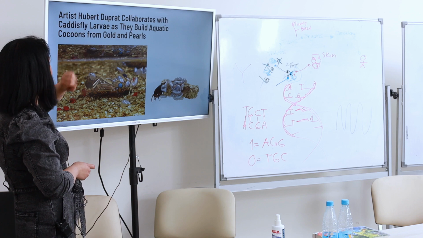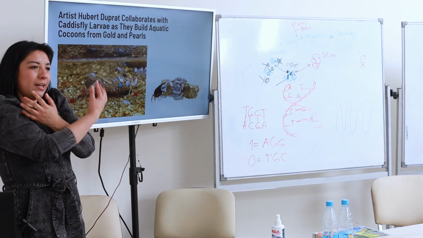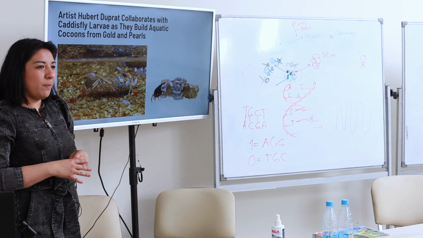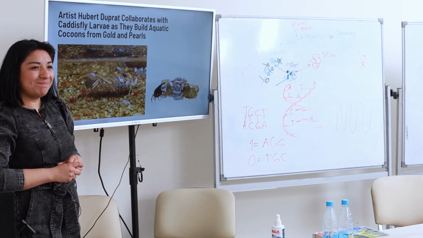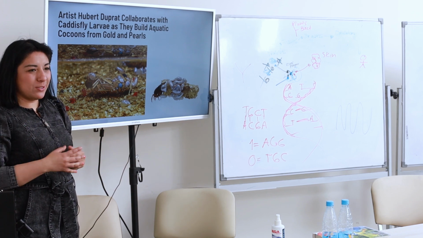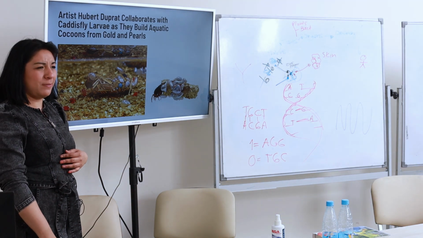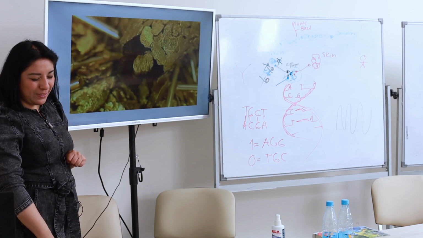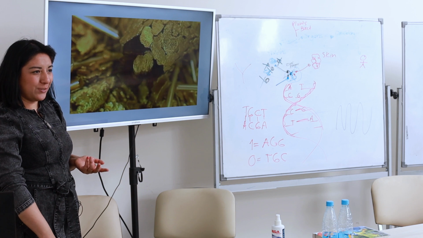These larvae, caddisfly larvae, normally make a cocoon with the rocks that they find on the floor. But the artist put them in a container with gold and pearls. So they create a cocoon that is quite expensive, becomes the final artwork, and you can buy it if you have a few million dollars. Okay, so the larva itself becomes a collaborator or creator of the artwork.